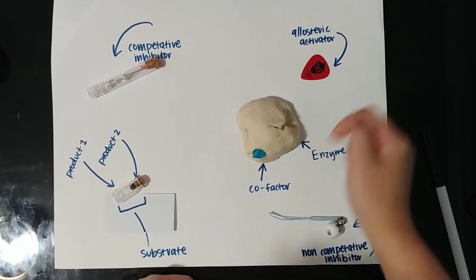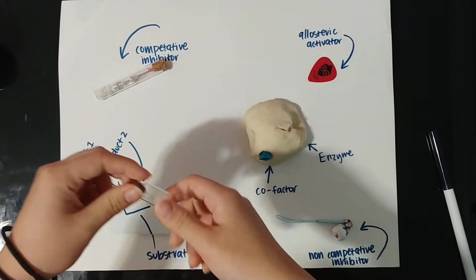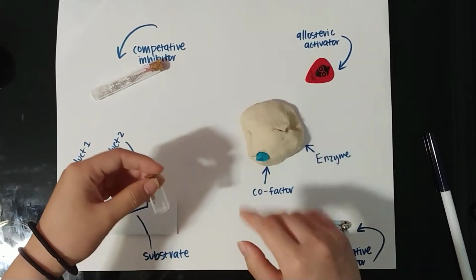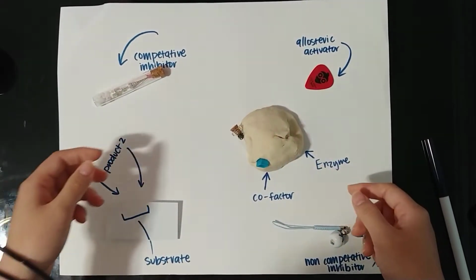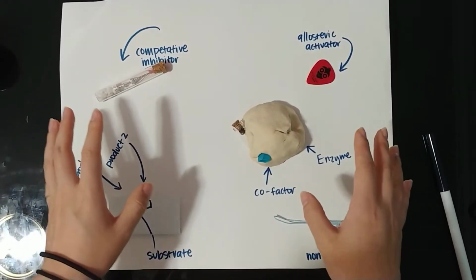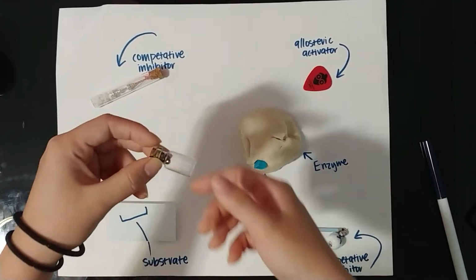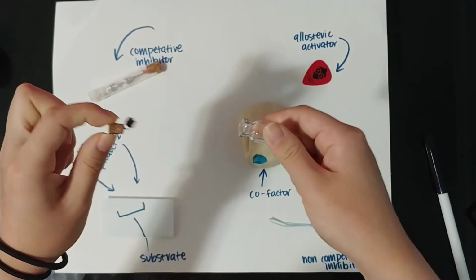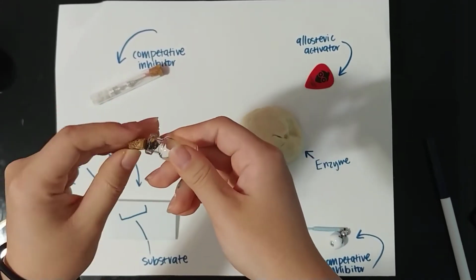This area is going to be the active site, and this area is going to be the allosteric site. This is a substrate, and in regular cases, the substrate will bind to the active site. And if there are no inhibitors stopping the reaction from happening, then the reaction will be catalyzed, and there will be two products that are formed.